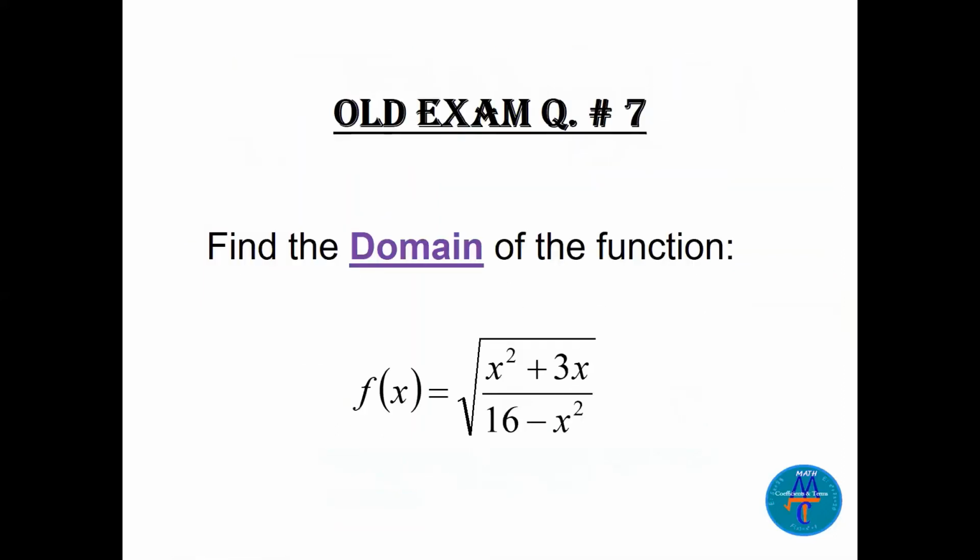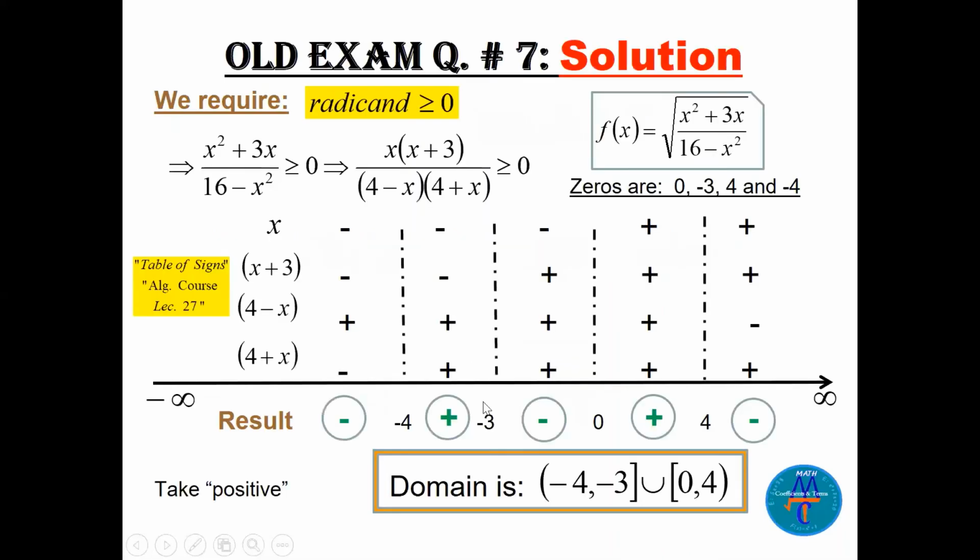Another idea, in the domain, we have a square root. And we have all this. Can you try it, please? Take a minute. Find the domain. I think you know the idea now. Look at the index. The index is even. It's okay. Take the radicand. So what is the radicand here? All this. Start here. x squared plus 3x all divided by 16 minus x squared. All this greater than or equal to 0.